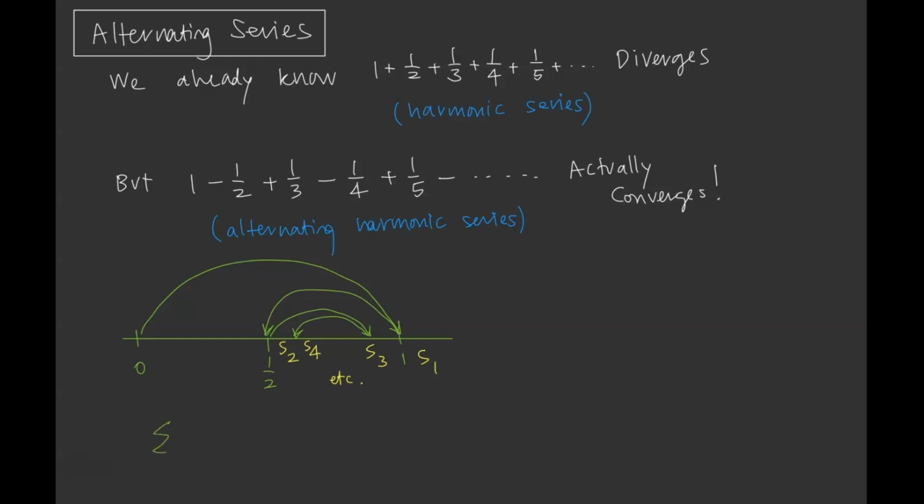So this sum, and we'll write it this way, negative 1 to the n plus 1 over n, the harmonic series, n equals 1 to infinity. This series does converge to natural log of 2.